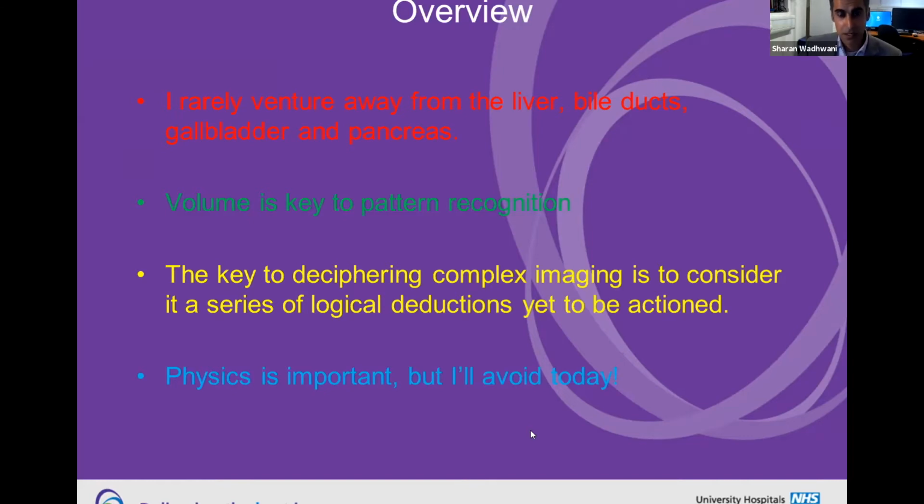The key to understanding all CT and MR cross-sectional imaging of the liver is volume. We're not going to get you to fellowship level radiology in 20 minutes, but I'm hopefully going to show you how I approach CT and MR in a logical way that you can then apply to how you approach it, and get a little bit further than you do already.